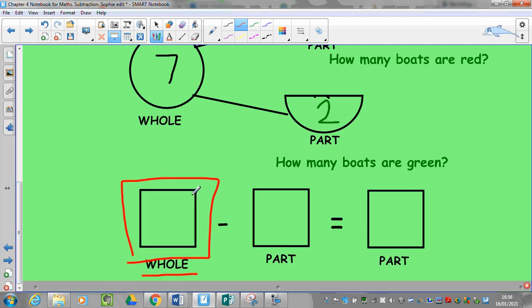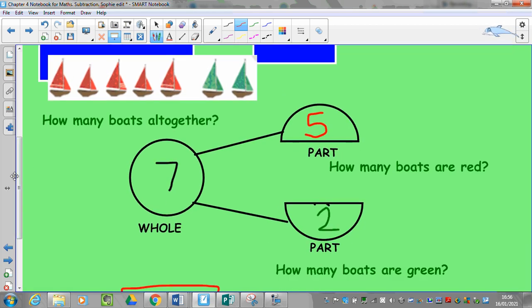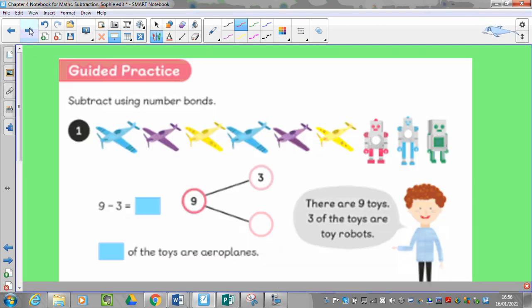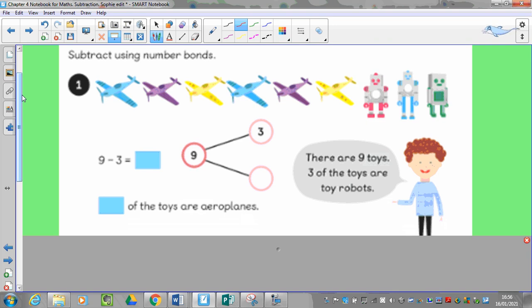So my whole number is 7. My part, how many are red, is 5. So then my missing part, how many boats are green or how many boats are not red, is 2. Fabulous. Now have a go with me on this question.